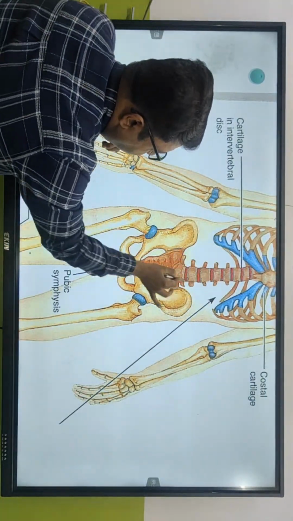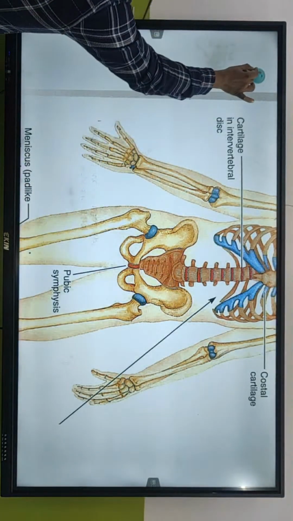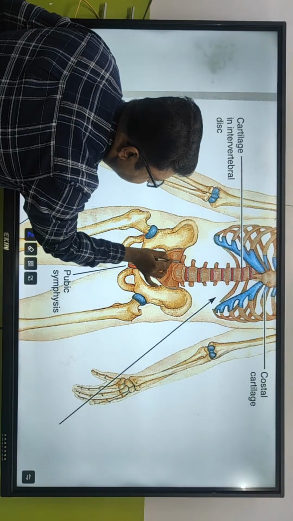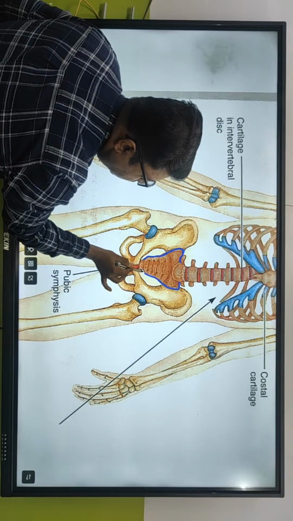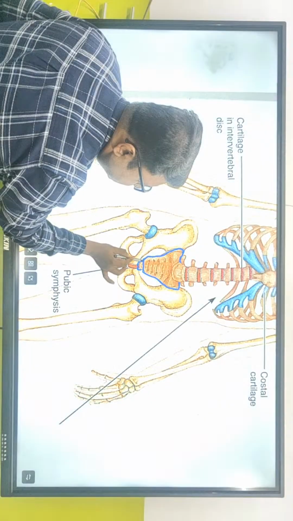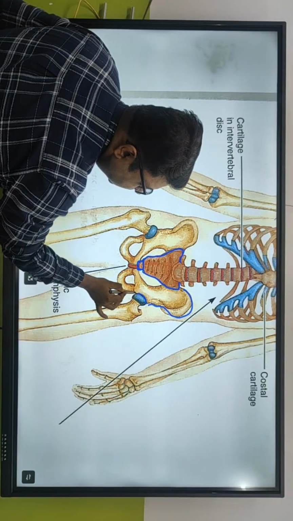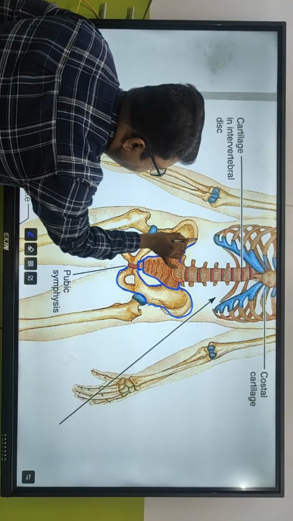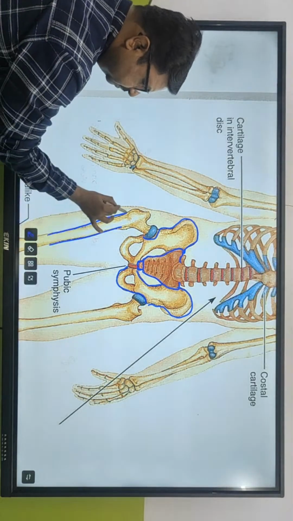This is the vertebral column, and it is attached with what? This part is what? This part is sacral. This is sacral bone. Fine. And then coccyx is there. This is coccyx. Okay. What is this bone? This is the pelvic bone. Fine. This is a long bone called femur.